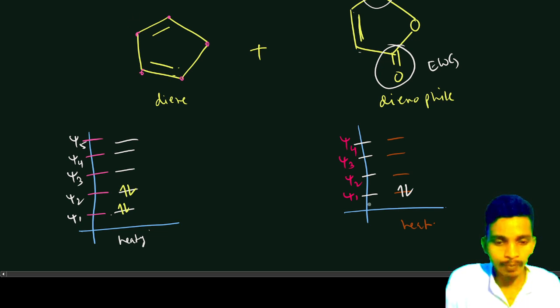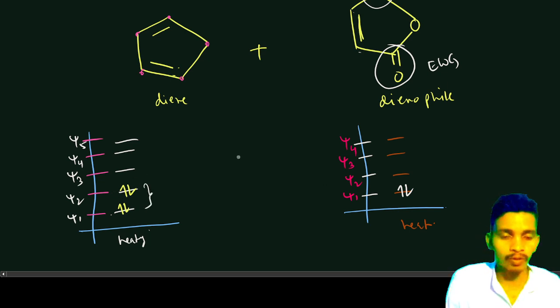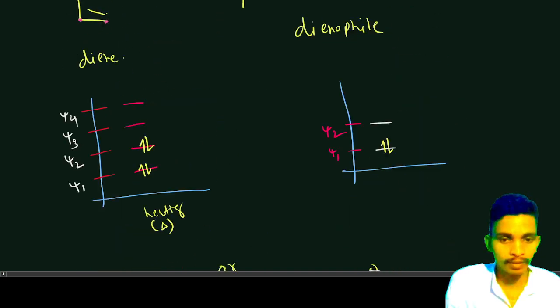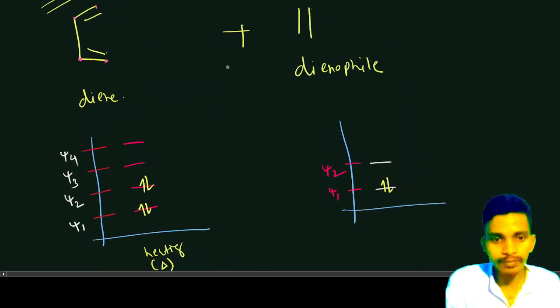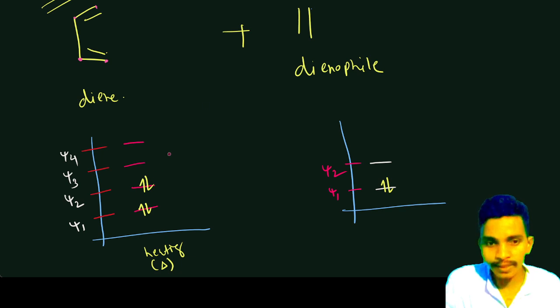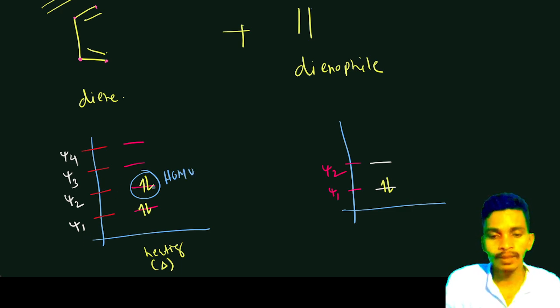but that MO representation is the same. It means that here also there is psi 1 and psi 2. Just look here. So which is the HOMO here? HOMO means highest occupied molecular orbital. It means that this is the HOMO. For this case, this is the HOMO. Okay, so psi 2 is the HOMO.